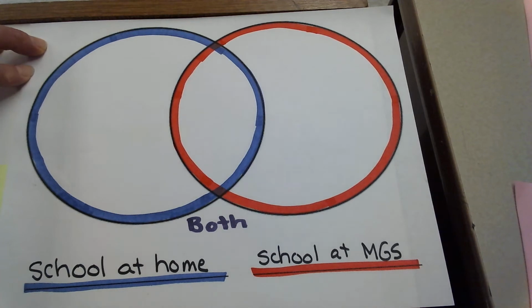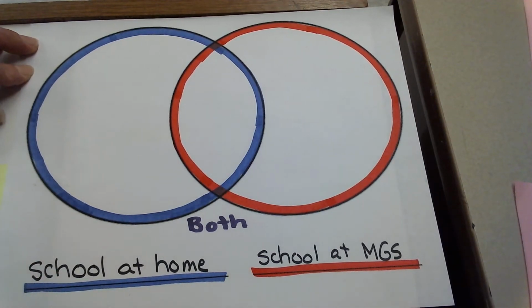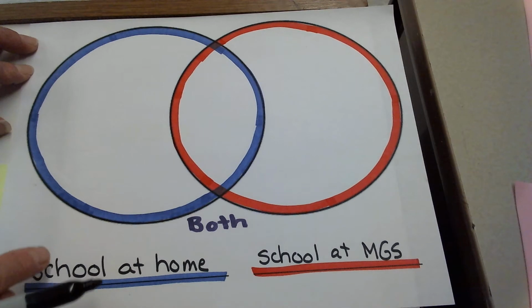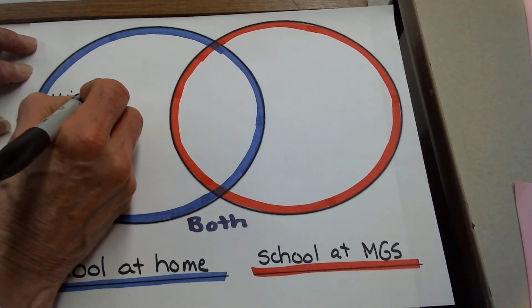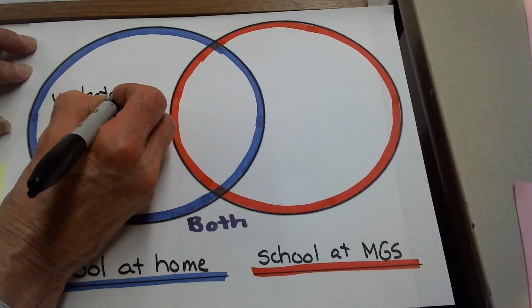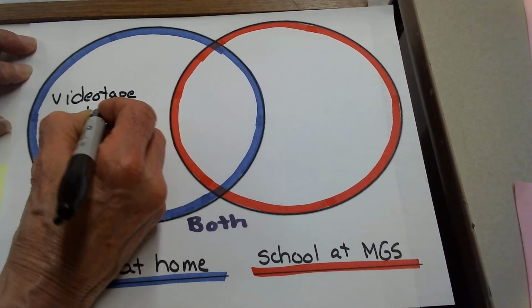So let me think. What's something that happens now? Now, I'm a teacher, so my ideas will be different than yours. You're going to come up with your own ideas. But one thing that's different now, since school is at home, is I have to videotape lessons, like this one. I've never done that before in my entire life. When children come to school, I don't have to do it. It's true only for school at home. So I'm going to write videotape lessons.